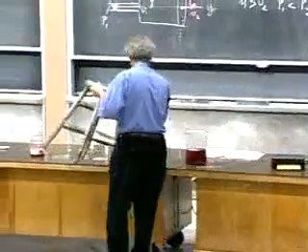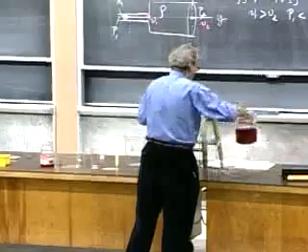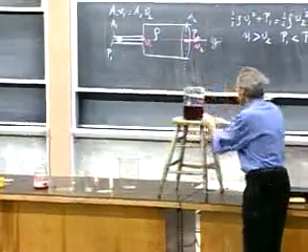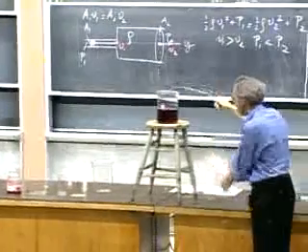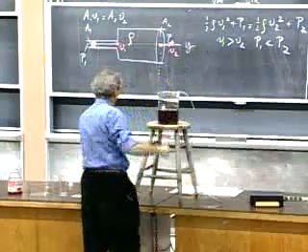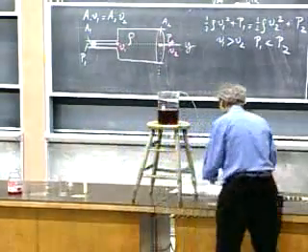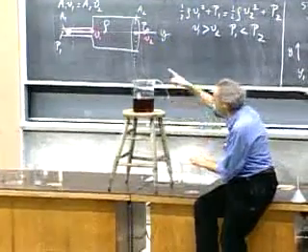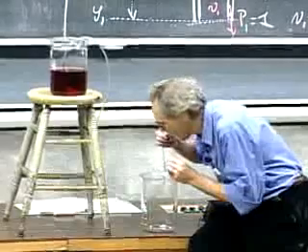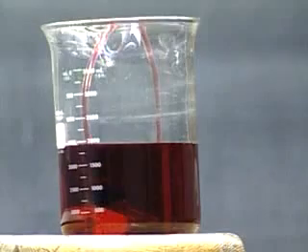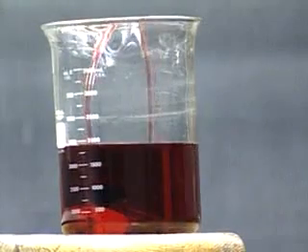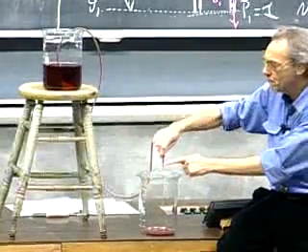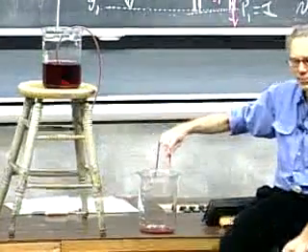So let's put this up on a stool. So there is the hose. It's that thing. And I'm going to transfer this liquid from here to here. So first I have to fill it with cranberry juice. And there it goes. And as long as this level is below that level, it keeps running.